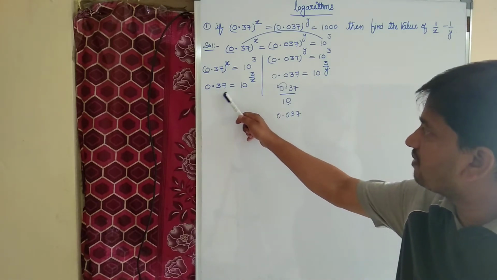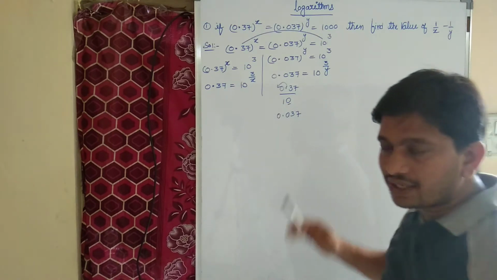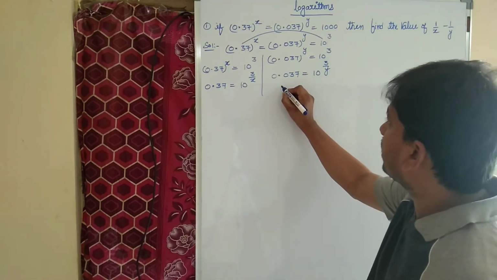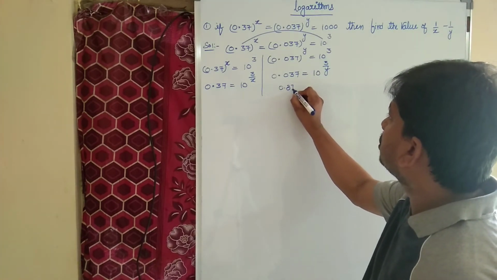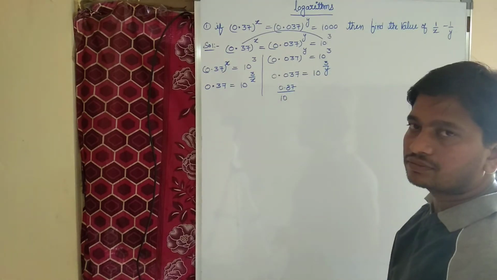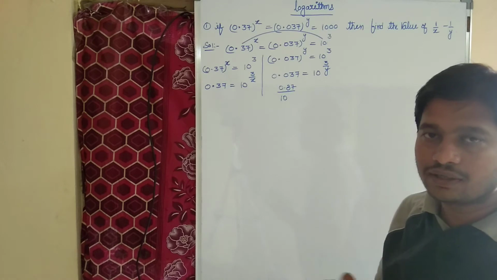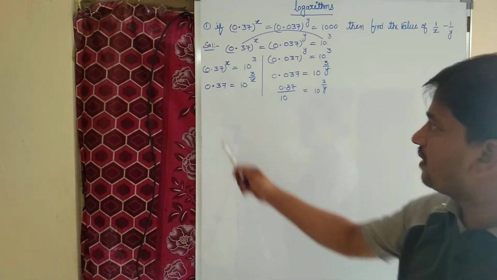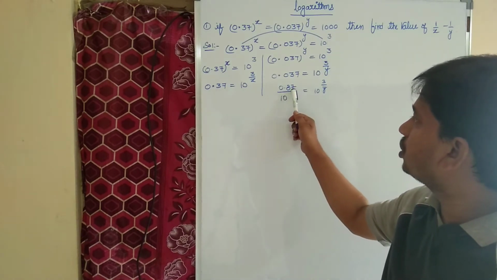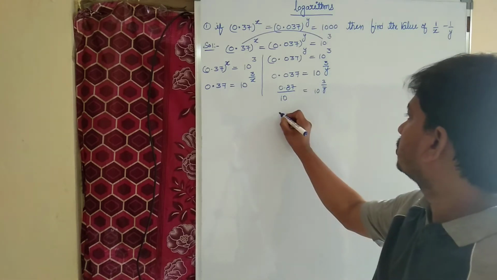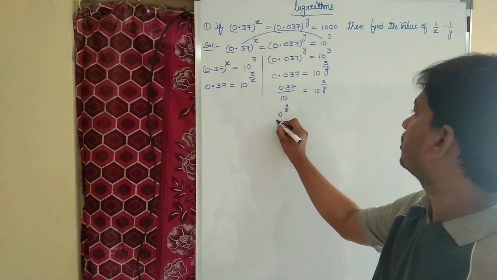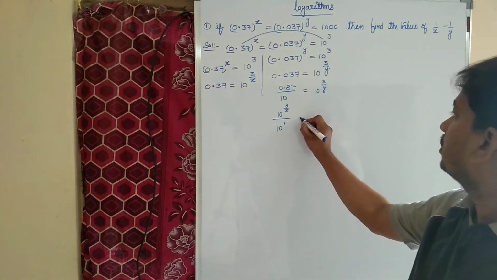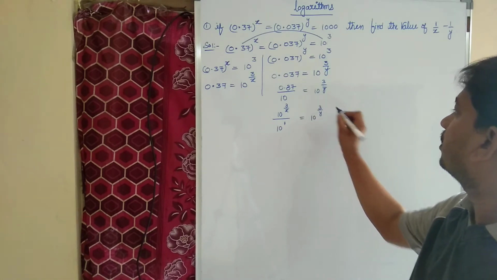Because 0.37 value is 10 power 3 by x, due to that reason 0.037 I can write as 0.37 by 10. Children, is it clear? That is nothing but 10 to the power of 3 by y. What is the value of 0.37, children? The value of 0.37 is 10 to the power of 3 by x. So 10 to the power 3 by x divided by 10, in the power we have 1, equal to 10 to the power of 3 by y.